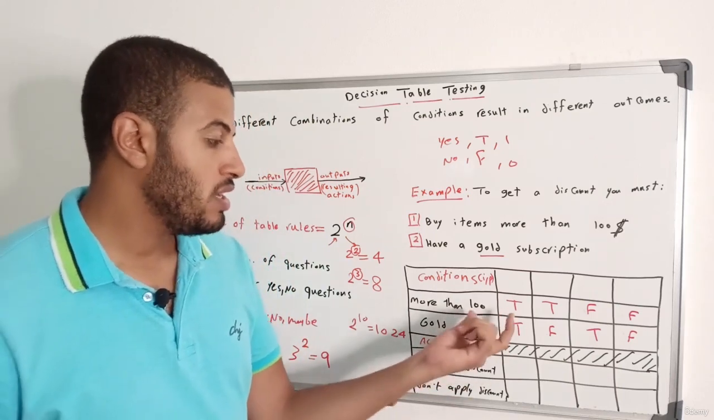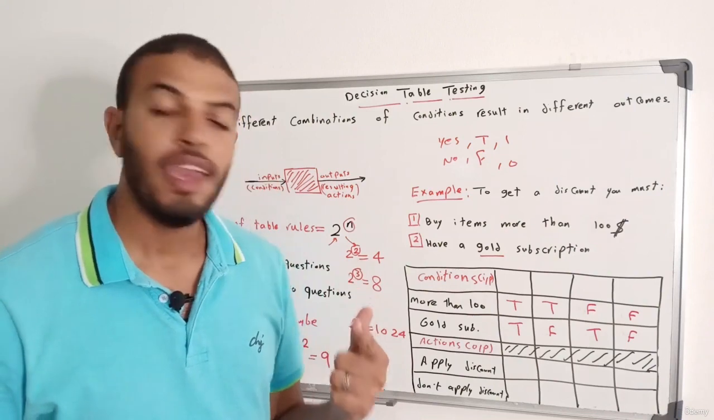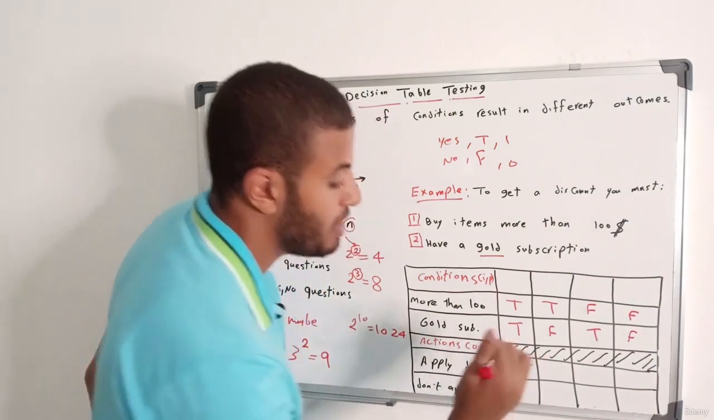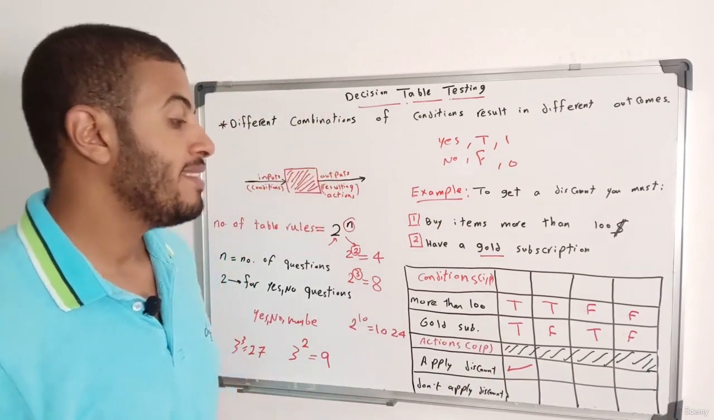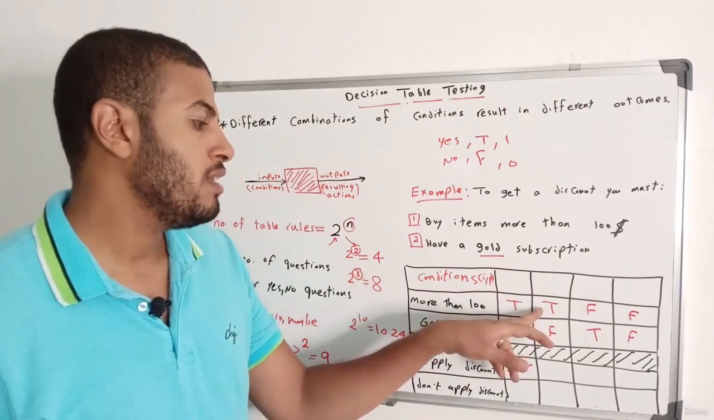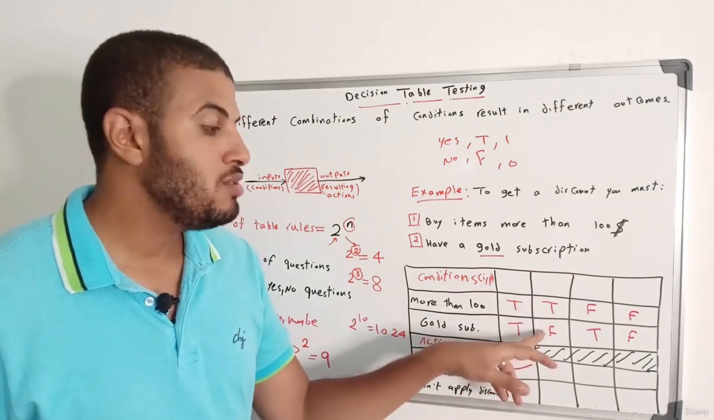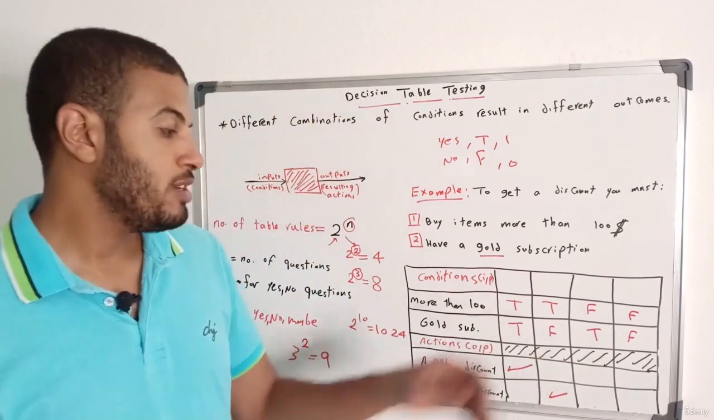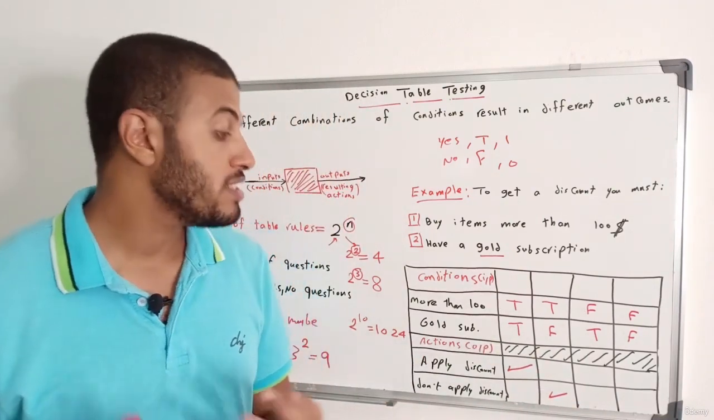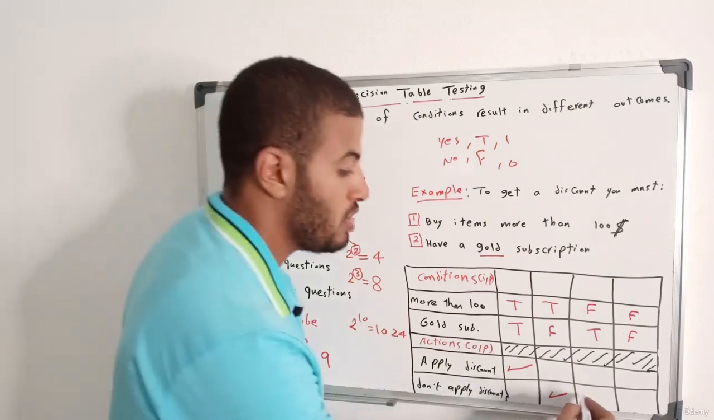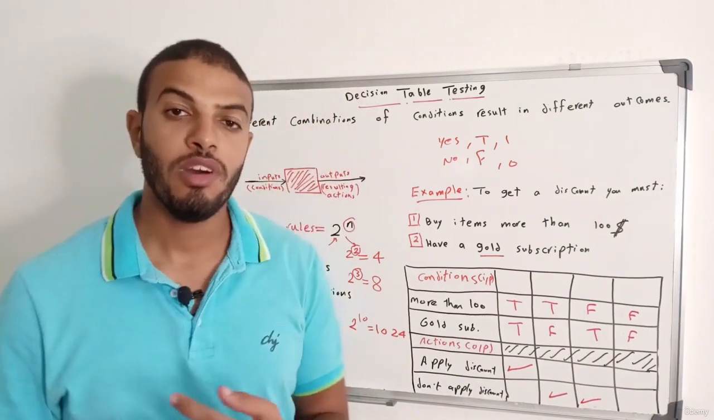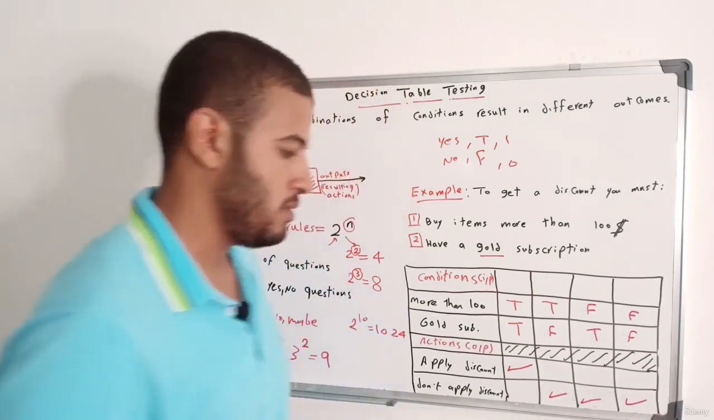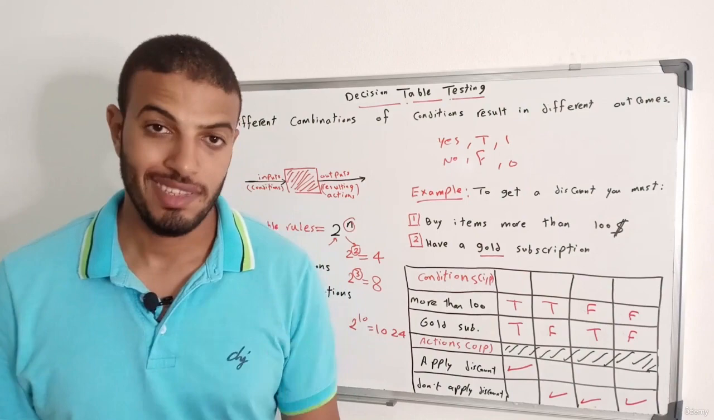Okay, so let's think of the actions or the outputs that will happen in each one of them. The first one, he has more than $100. He is a gold subscriber. So in this case, we will apply the discount. The second one, he will have more than $100, but he is not a gold subscriber, so he will not have a discount. The third person, he did not buy more than $100, but he is a gold subscriber, he will not have a discount. The last person, he did not buy $100 and he is not a gold subscriber, so he will not get a discount. So these are my 4 test cases.